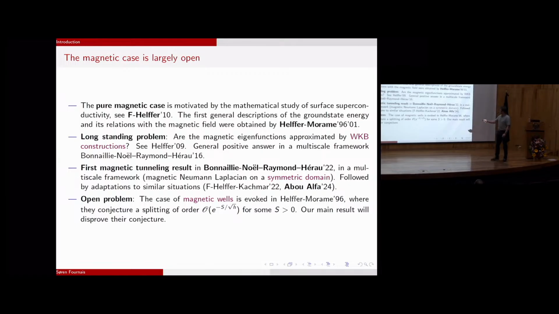Then Virginie Bonnaillie-Noël, Nicolas Raymond, and Frédéric Hérau succeeded both in making the first precise magnetic WKB constructions and in getting the first magnetic tunneling result.